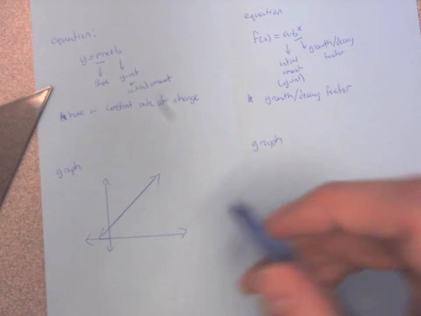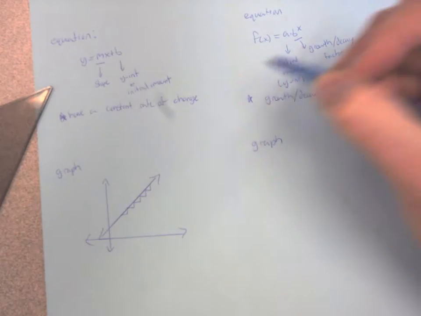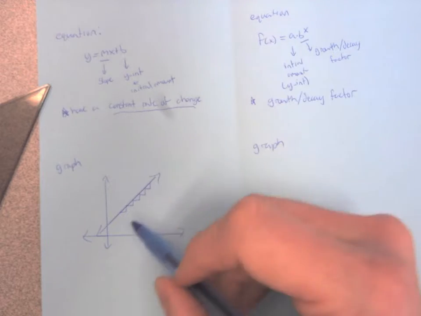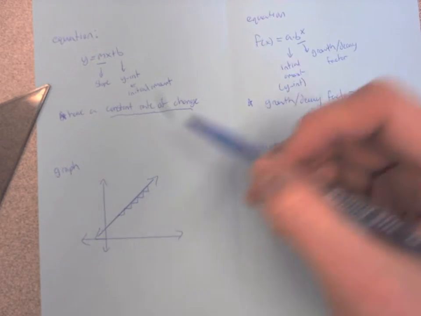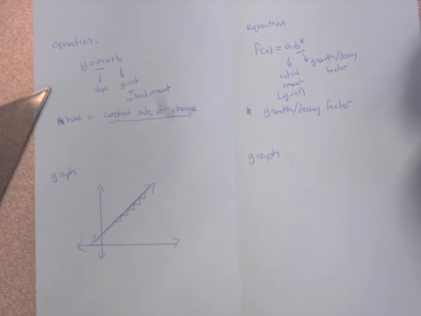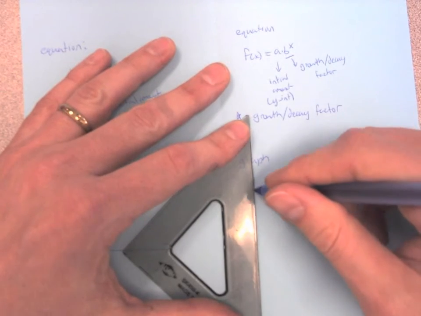Okay. Now this line, no matter where you go, it always has the same slope. The slope does not change. So you see the constant rate of change in the fact that it's always the same slope, no matter what. That constant rate of change and the slope are synonymous. They mean the same thing.